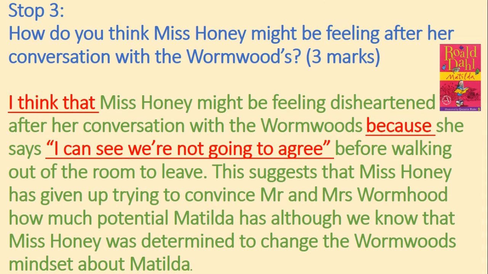I've used my main point that I think Miss Honey is feeling disheartened. I've used evidence where she says that she can see they're not going to agree to back up my main point. And then I've also explained what that suggests. The fact that she has said that they're not going to agree and she walks out suggests that she has given up trying to convince the parents.